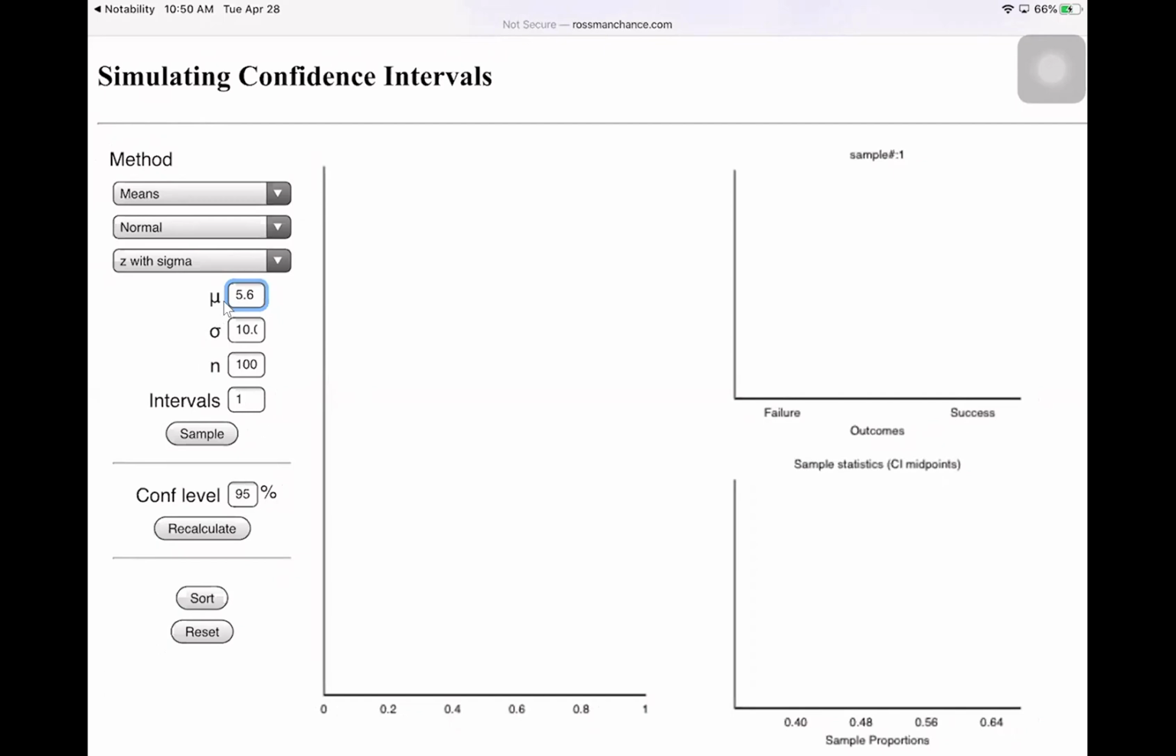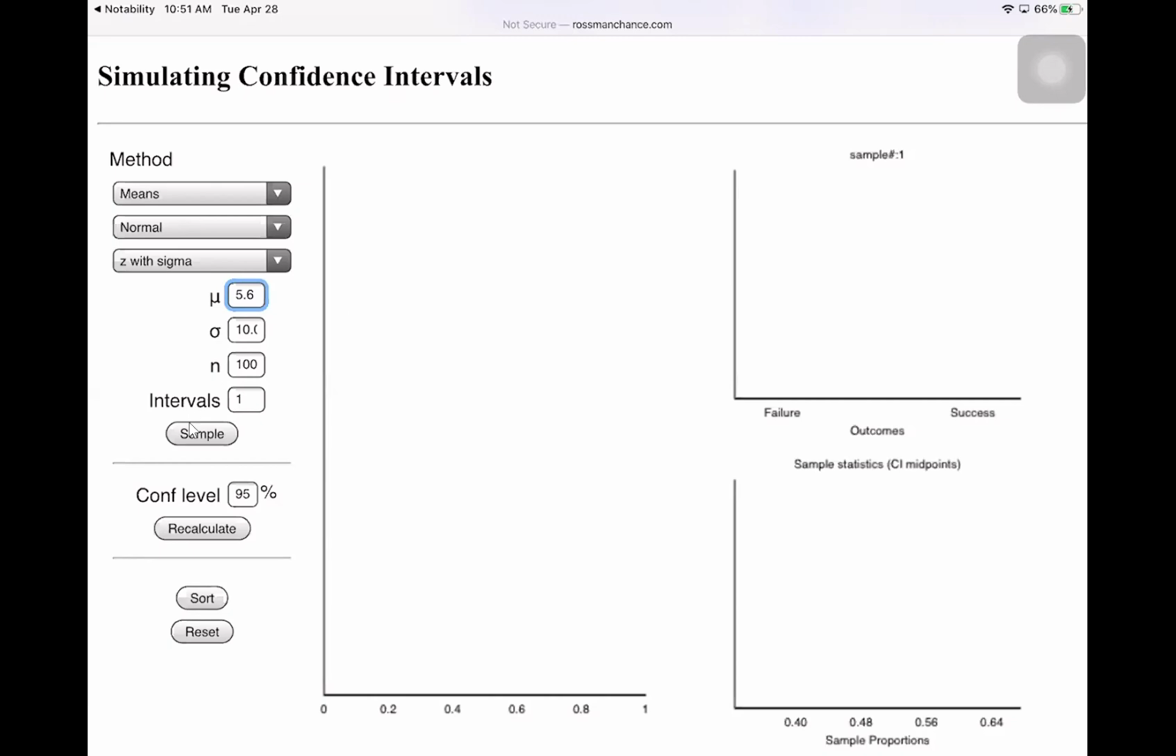All right, so for this one, I put that the population mean is 25.6. What's going to happen is we're going to get a confidence interval. If the confidence interval has 25.6 between the two values, it's going to give me a green band or a green line. If 25.6 is not between the two numbers, then it's going to be red. If it's green, that means it was able to capture the population mean. If it's red, it didn't capture the population mean.